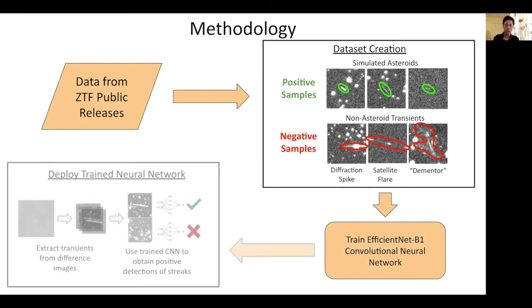Finally, the neural network gets deployed, and here the differenced images from ZTF are used to find potential transients, and then the neural network looks for streaks among those transients. I go through the positive streak detections afterwards to manually remove any false positives, and I get a set of discoveries.